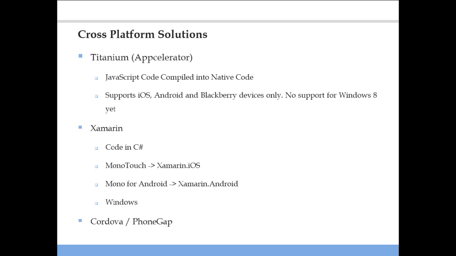Some of the cross-platform solutions available in the market are Titanium, Xamarin, App Builder, Cordova, and PhoneGap, and these platforms work on different philosophies. For example, Titanium is owned by Appcelerator. Appcelerator is the company's name, and Titanium is their product. You write your code in JavaScript, and then that JavaScript is compiled into native code. So anything developed in Titanium gets translated into the respective native code of iOS or Android.